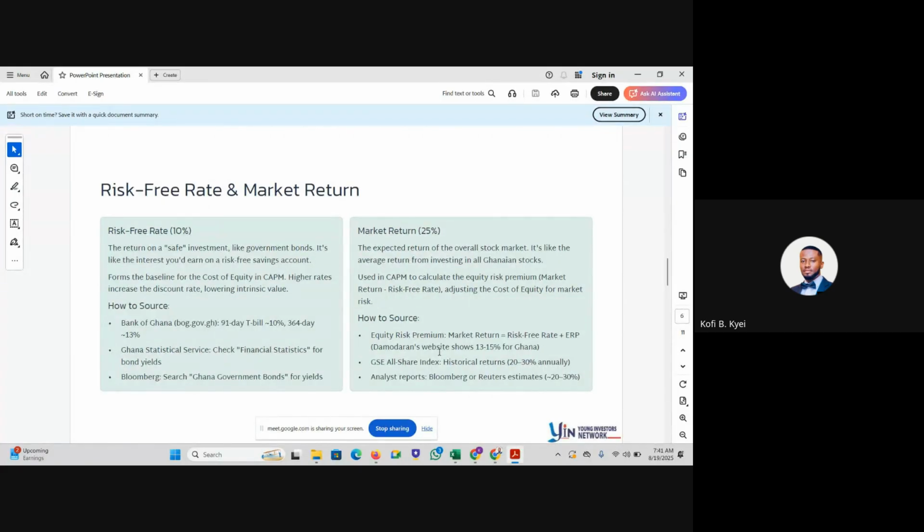Risk-free rate, I made mention that there's the safe investment like government bonds, 91-day, 364-day treasury bill, 10-year bond.